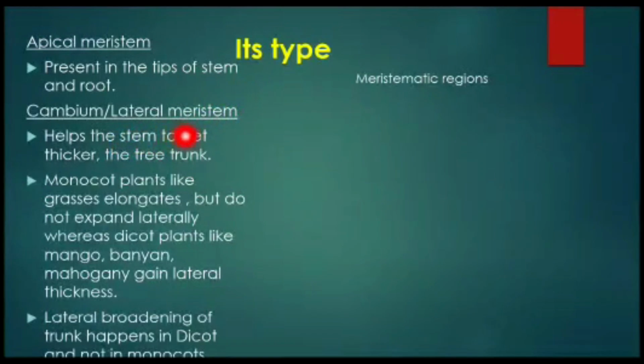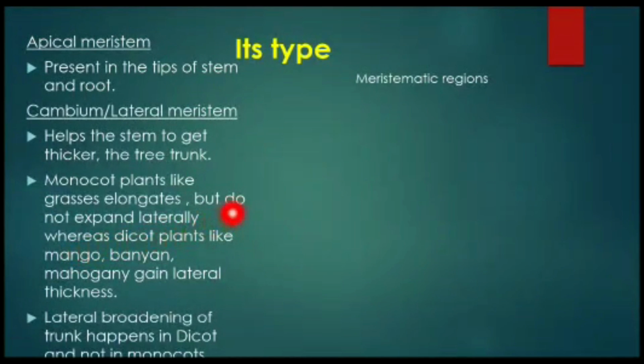Next is your cambium, the lateral meristem. This lateral meristem helps to make the plant thicker, like the woody trunk that you see in big trees. Usually monocot plants like grasses and the rice plant, that is paddy, you won't find the thick hard woody part in them. You will not find them, never.